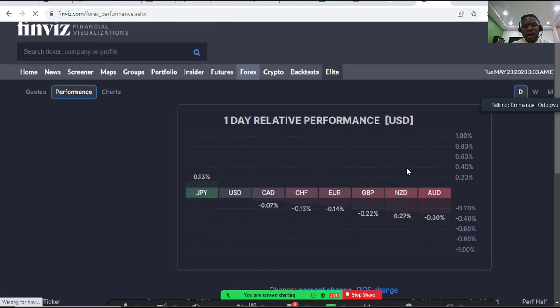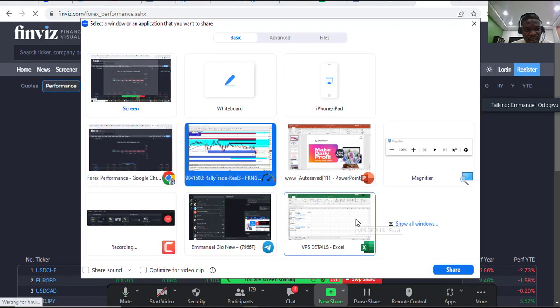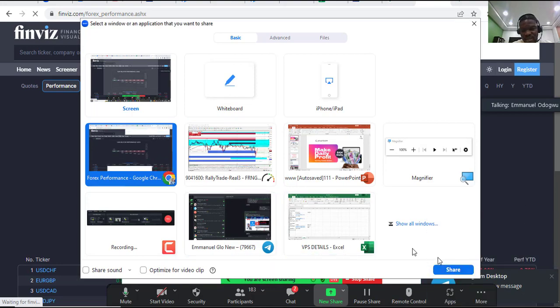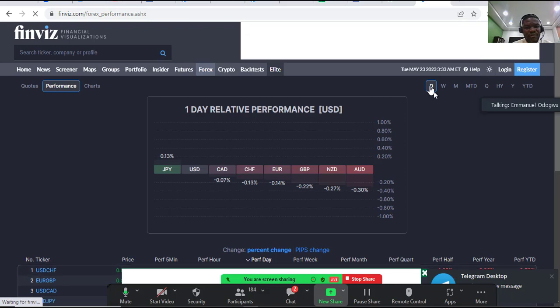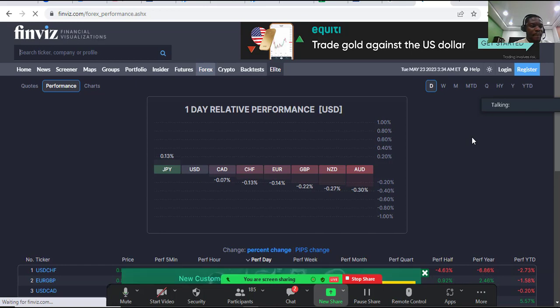If you go back to this Finviz, let me share my screen again. Screen sharing. Okay, I've been able to share my screen. Please, can you see my screen? I've gone back to Finviz. Check if you can see my screen. You can see my screen, right?